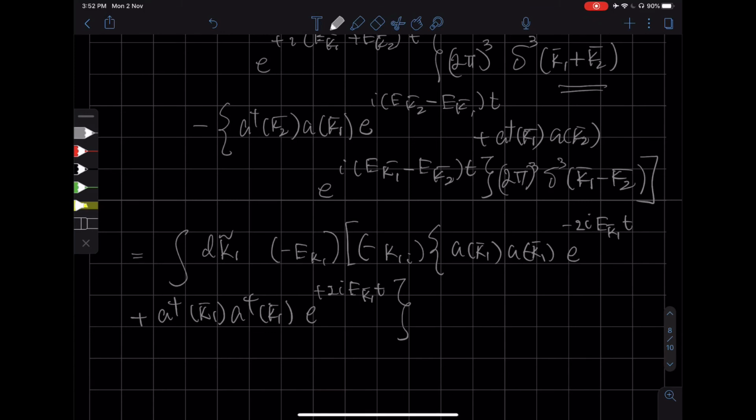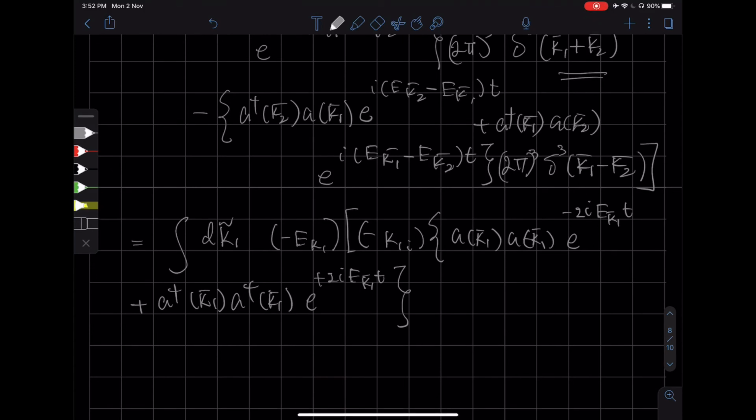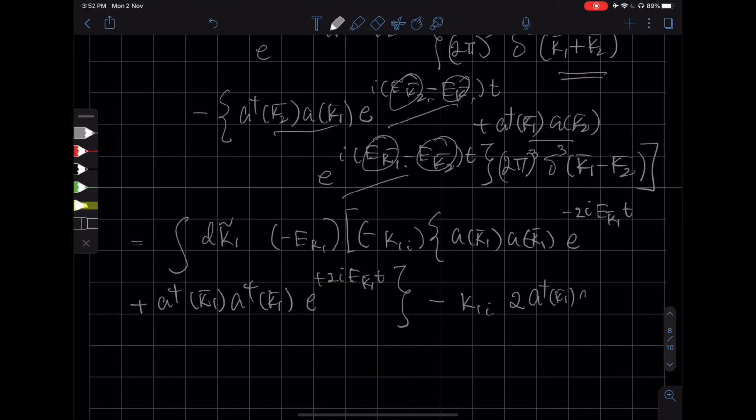So this is the first term. And the second term, it's going to add up. All these exponentials are going to drop out because this will be equal to this, and there's a minus sign. This will be equal to this, and there's a minus sign. And these two terms are exactly going to be the same. So in the second term, we're going to have minus k1 i times 2 of a dagger of k1 a of k1.